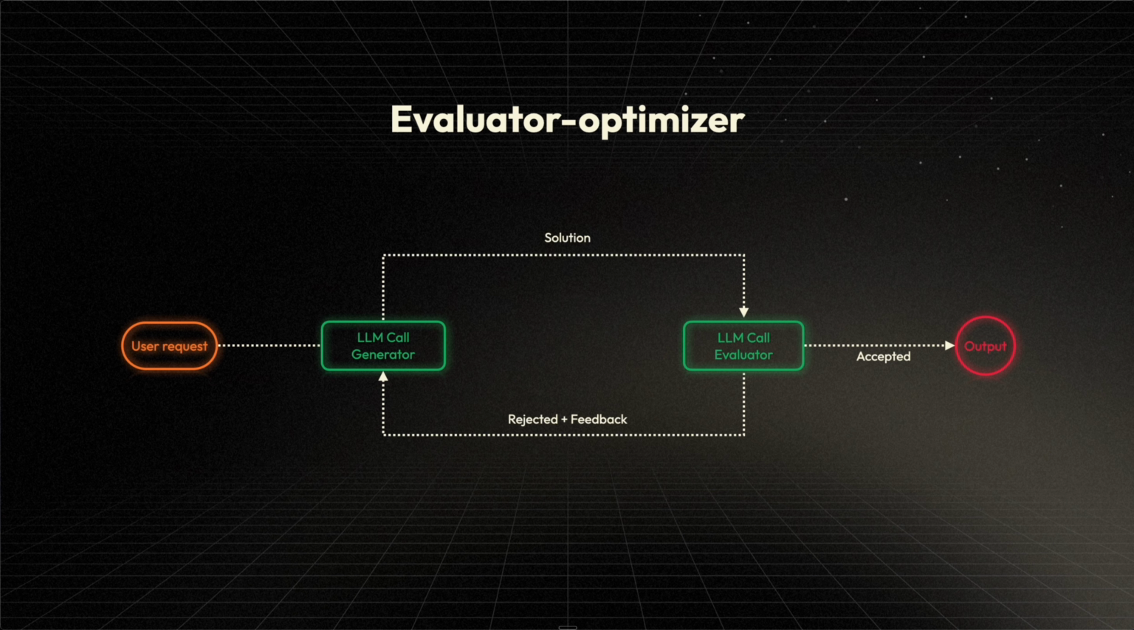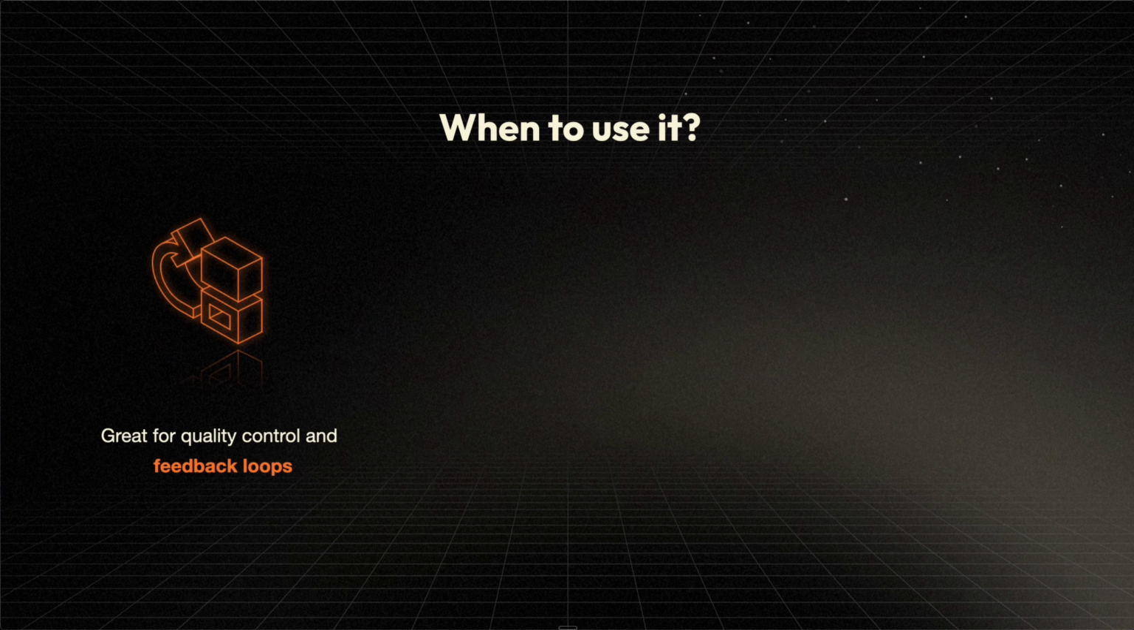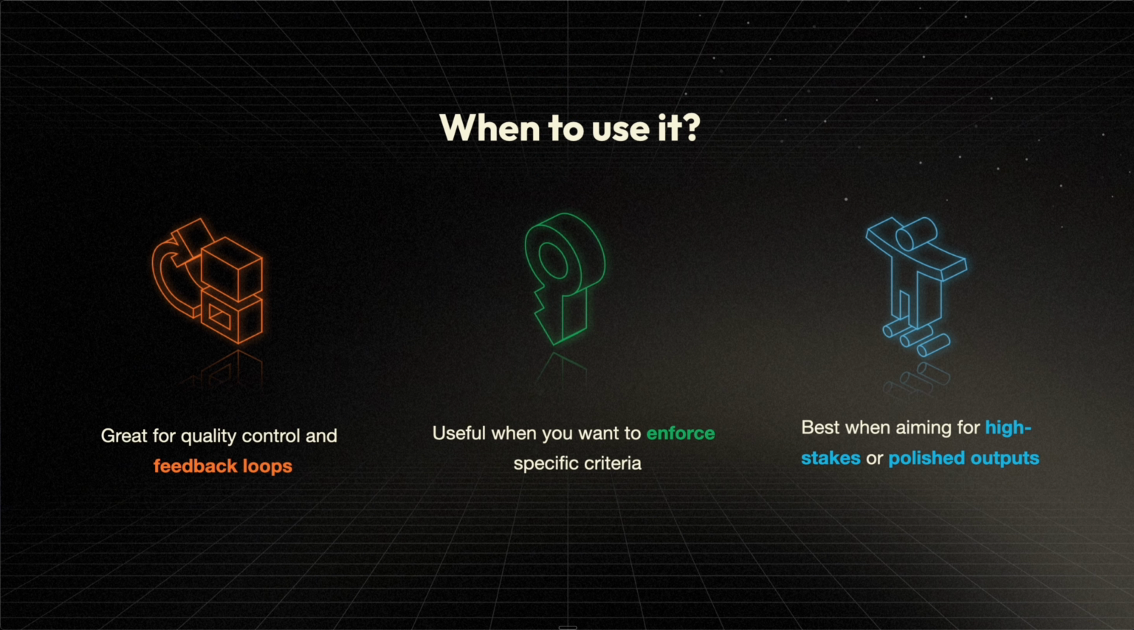That's the optimizer step. This loop continues until the comment meets the quality threshold, or until we hit a maximum number of attempts we set with max tries. This is a safety check to help us avoid infinite loops and wasting tokens if the comment never reaches the desired standard. Use this workflow when you care about quality control and iterative feedback loops, when you want to enforce a specific criteria, or you're aiming for high stakes or polished output.